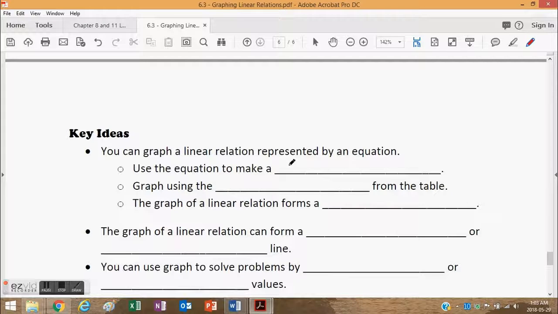Key ideas. You can graph a linear relation represented by an equation. Use the equation to make a table of values. Write it out neatly. I can't, but you can. Graph using the data from the table. The graph of a linear relation forms a straight line. Graph of a linear relation can form a horizontal or a vertical line.